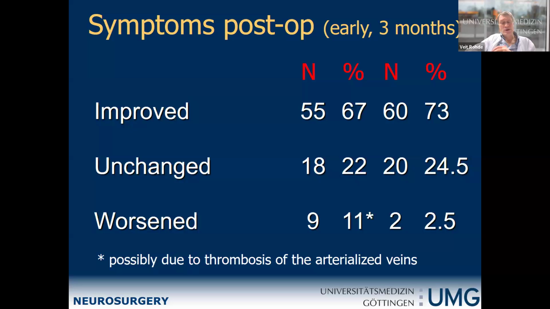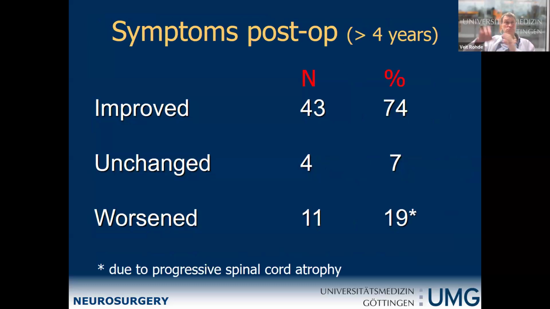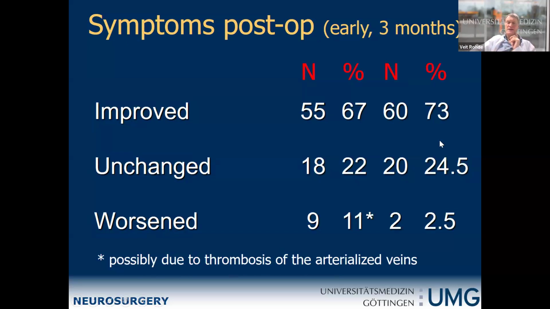And this is a reason why we're using heparin for 7 days, 15,000 units per day, just to slow the process of the thrombosis of the arterialized veins. If you're looking into the longer follow-up, you see that the improvement rate is going up, and the rate of patients with neuroworsening is becoming lower and lower. This is in the early period.